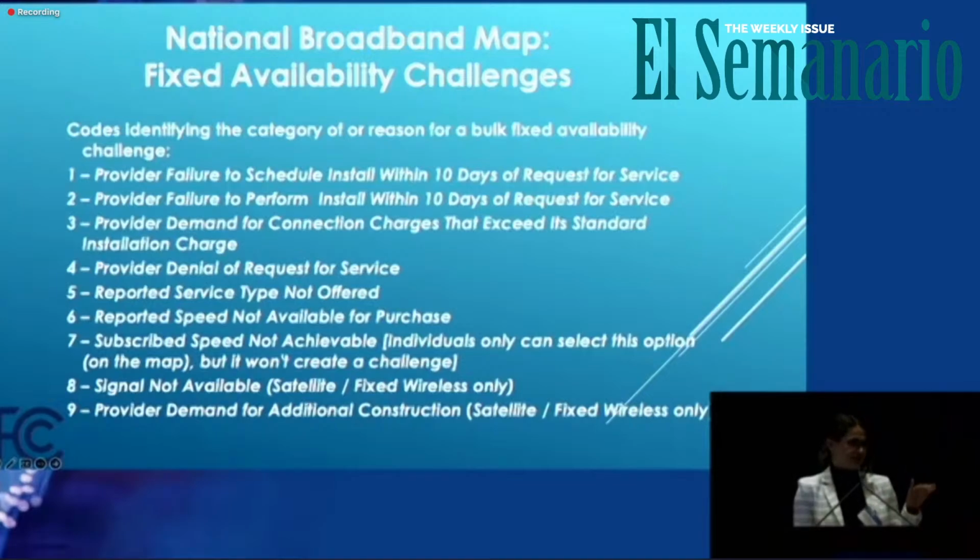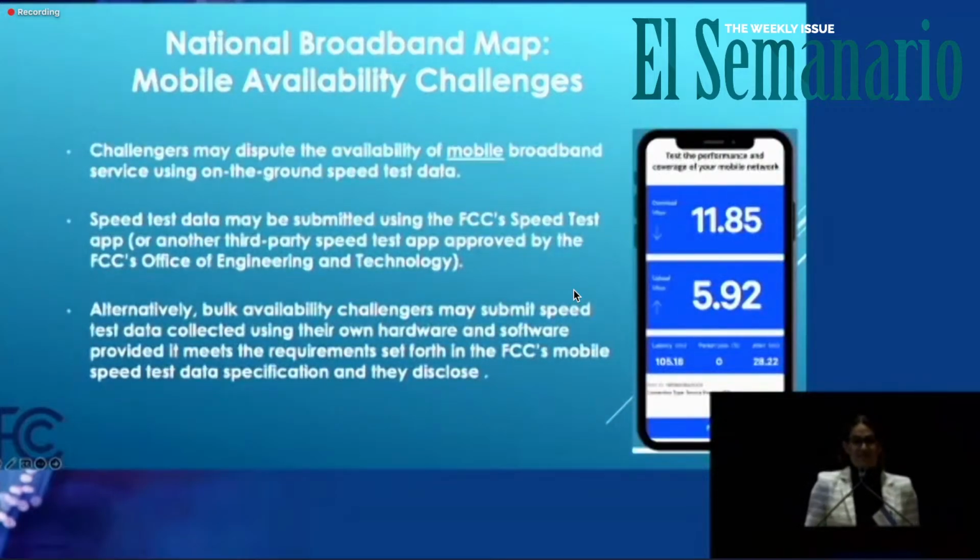That's different from reason code 7, actual speed not matching the subscribed speed. That is a scenario where maybe they report 100/20, you purchase 100/20, but you're not actually getting 100/20, right? That we consider a quality of service issue. We do collect that information, but it's not a challenge against availability. That goes into our consumer complaint center and gets handled differently. And then reason codes 8 and 9 are specific to satellite and fixed wireless technologies. And finally, the map also shows mobile broadband availability, which is also subject to challenge.